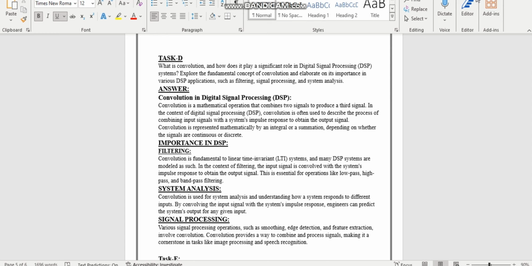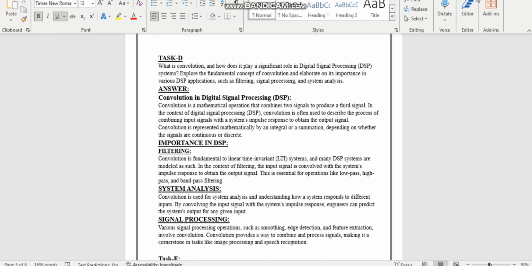Convolution is a mathematical operation that combines two signals to produce a third signal. In the context of digital signal processing, convolution is often used to describe the process of combining input signals with the system's impulse response to obtain the output signal. Convolution is represented mathematically by an integral or a summation depending on whether the signals are continuous or discrete.